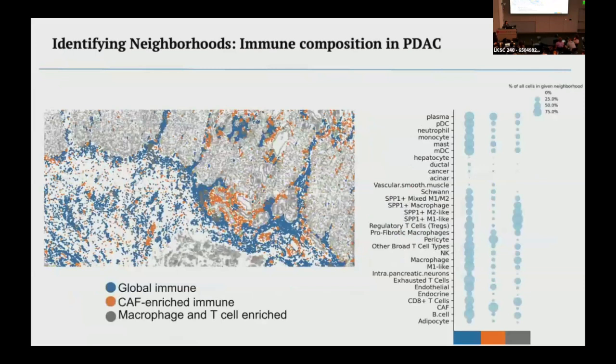To focus on a couple key neighborhoods, these are our immune-heavy neighborhoods. There was a global immune region composed of a mix of different immune subtypes, a cancer-associated fibroblast-enriched neighborhood highlighted in orange, and a potential immunity hub in dark gray, which was macrophage and T-cell rich.